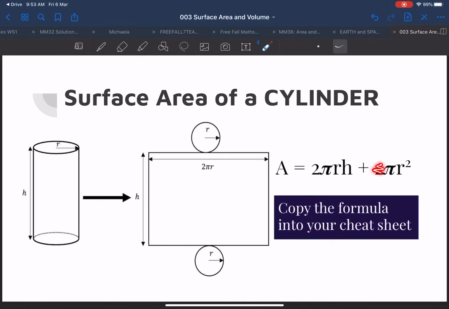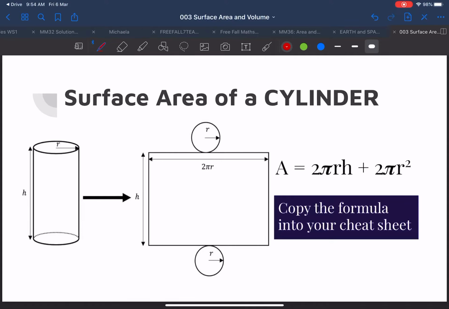Now, don't look at the 2 first. Pi r squared, what is that? You should know that. That is the area of a circle, okay? So there's the area of the circle. And since there are two circles, okay, we put 2, okay? So that means we're adding the area of this circle plus the area of this circle plus the area of this rectangle, okay?